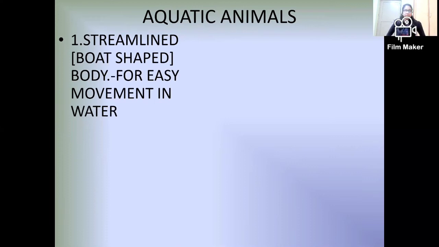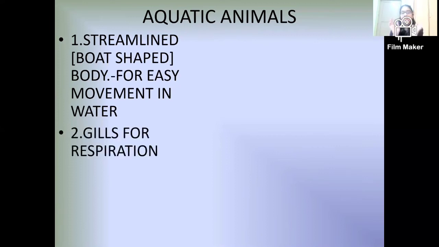It helps to swim, for easy movement in water. Second, it has gills for respiration because it doesn't have lungs. Whenever you take a fish from the ocean and it's outside on land, you can see how it constantly moves its body, like shivering, because it cannot get air coming in.